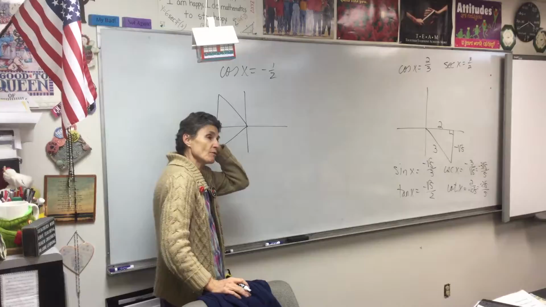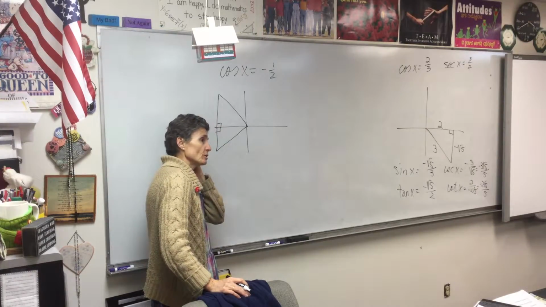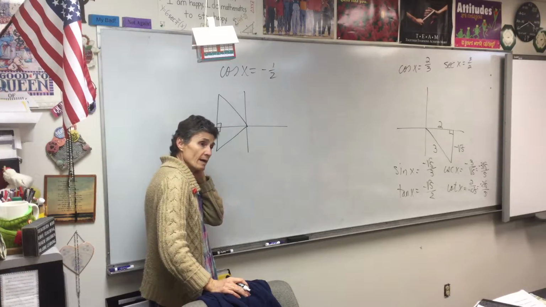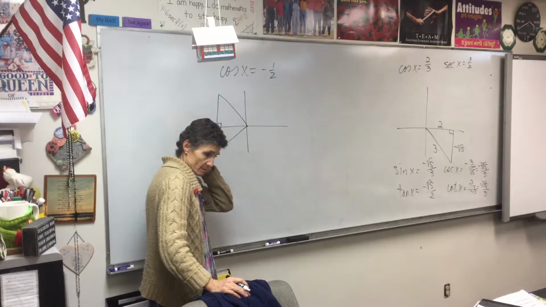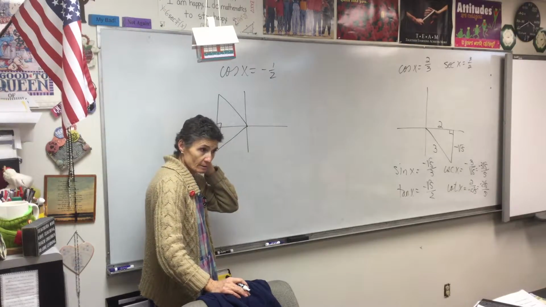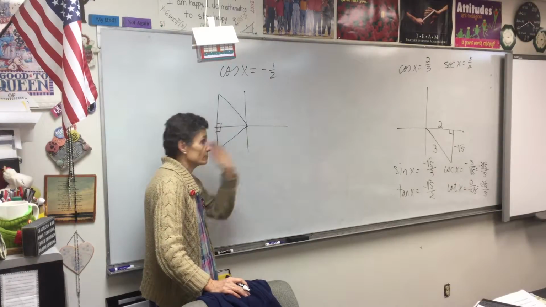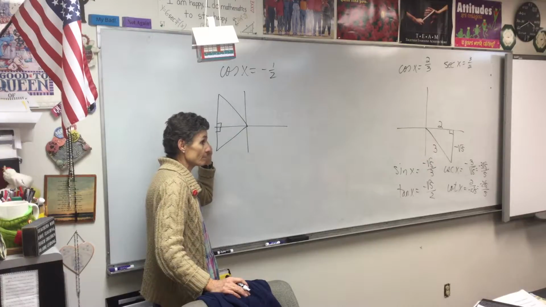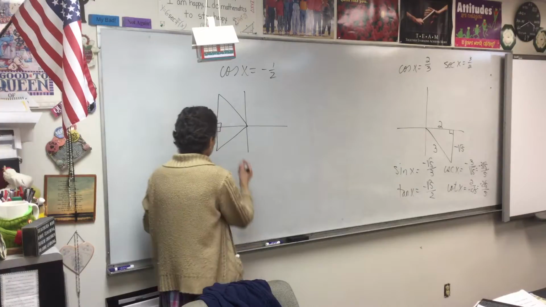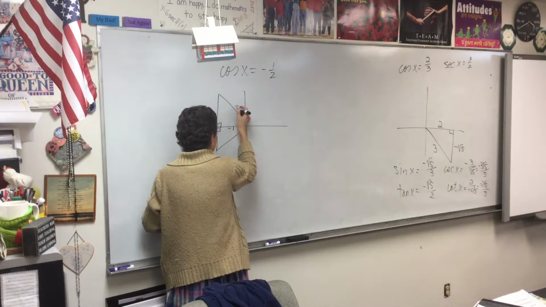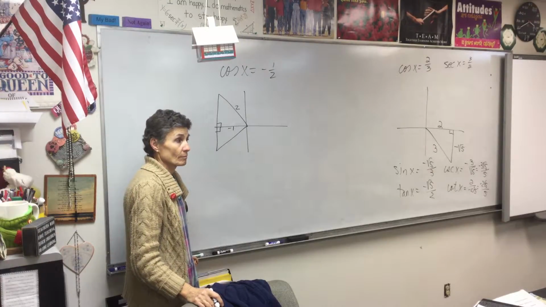Now here's what I want you to think about, you guys. Cosine. Which letter, X or Y, is cosine associated with? X. Cosine is X over R. Where is X a negative number? Over here, right? This is where X is negative. So the cosine would be negative 1/2. Right?